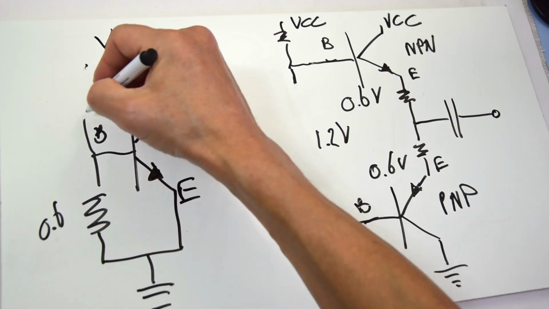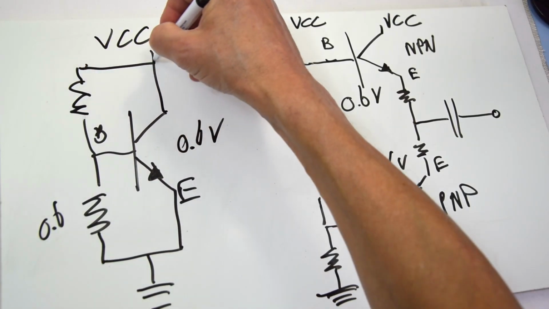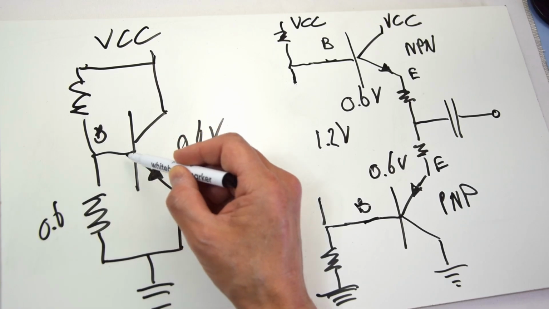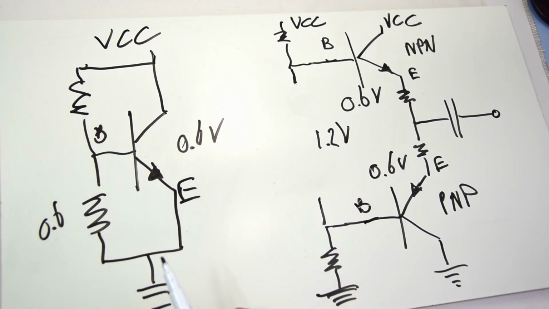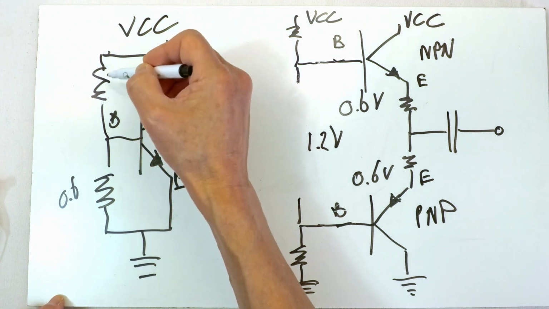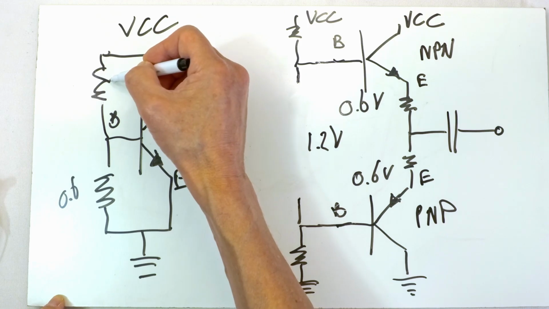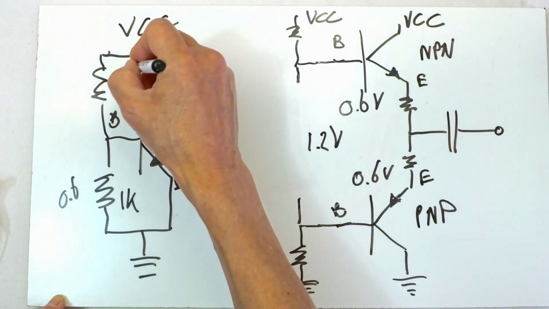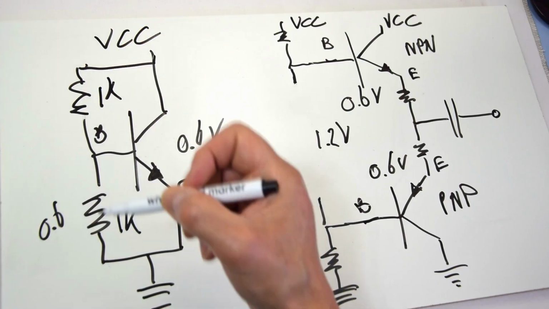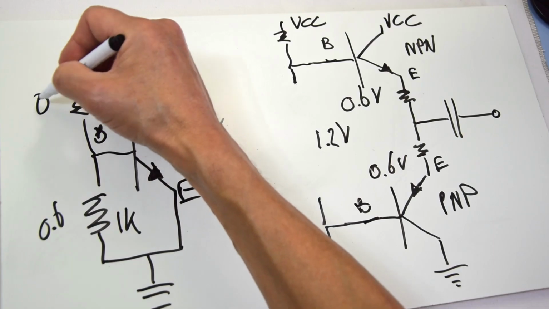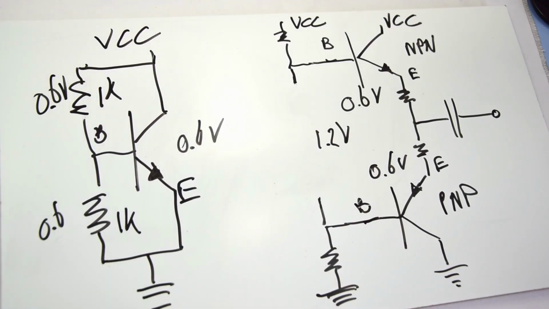That's by putting a resistor between the base and the collector. As we know, the current flowing through the base of a transistor is very small. So we can assume the current flowing through this resistor is the same as flowing through this resistor. So if we take a 1K resistor here and we take a 1K resistor here, the voltage drop over this resistor is exactly the same as this resistor. So we get a 0.6 volt voltage drop as well.